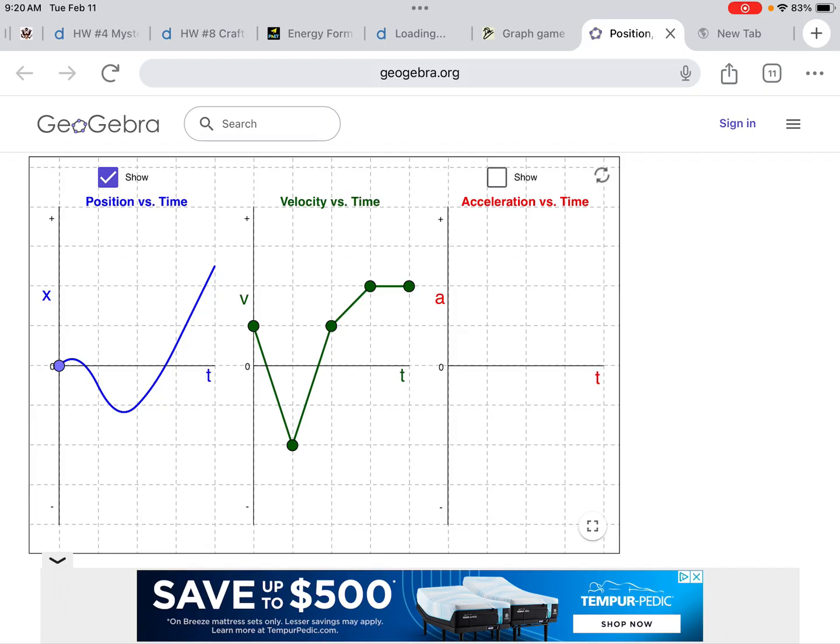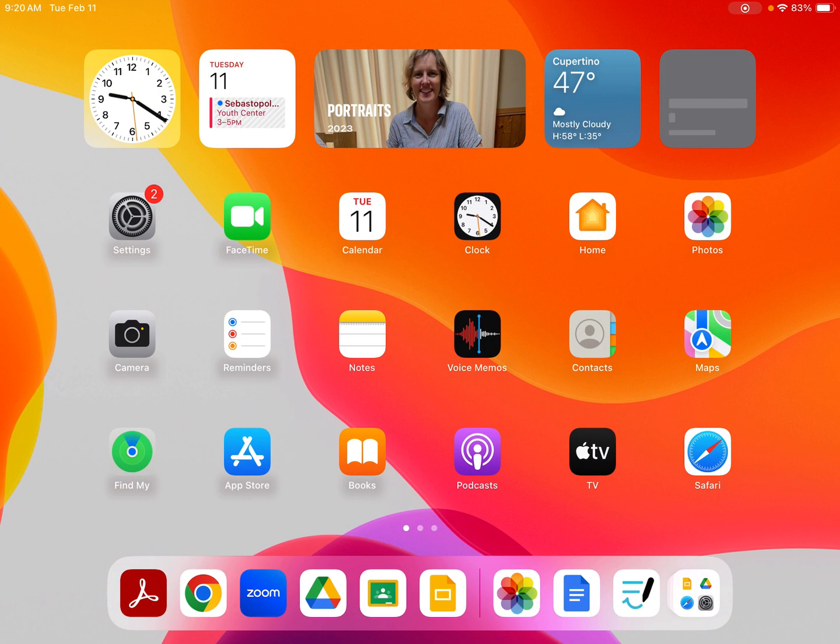And our goal is, we can move the little dots here in the velocity versus time graph, and our goal is to make this blue line, the position versus time graph, look like the ones on the worksheet. So let's go back and see what we're looking at here.